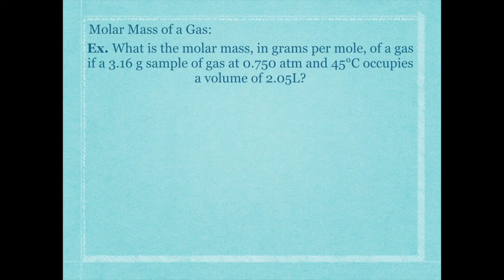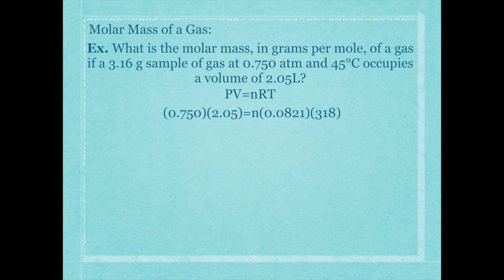So let's actually do the problem. I'm going to use PV equals nRT. I have my pressure already in atmospheres. I have my volume already in liters. I'm solving for n, my number of moles. I know my R is 0.0821, and my temperature right now is in Celsius, so I need to convert that into Kelvin by simply adding 273.